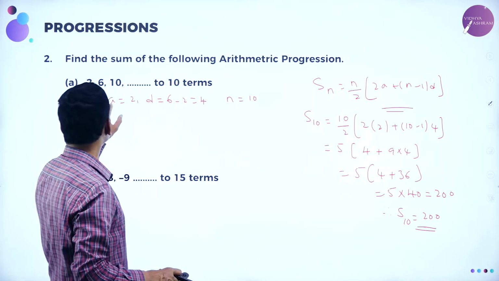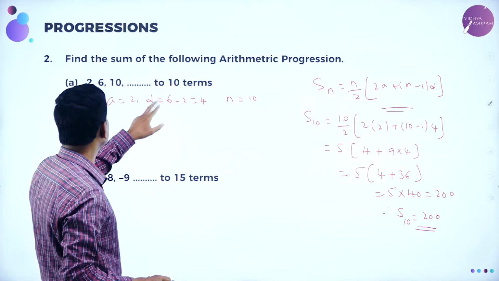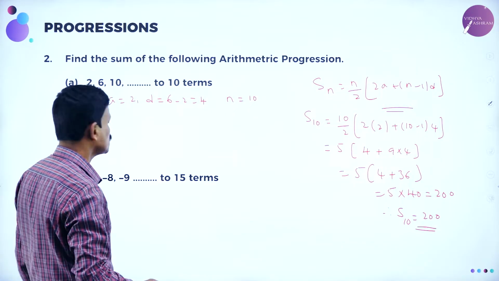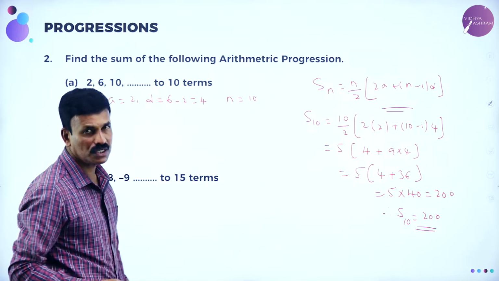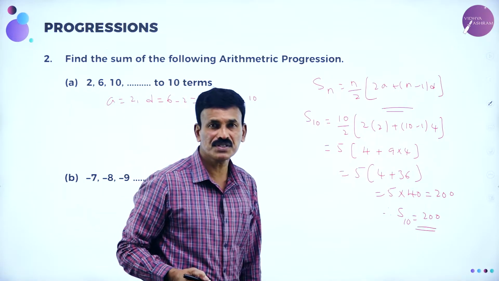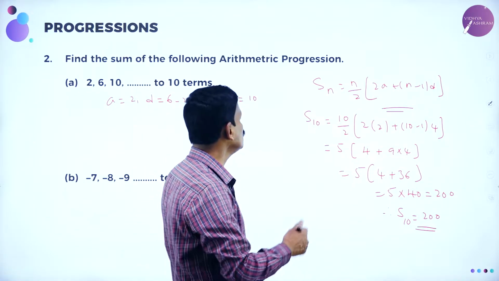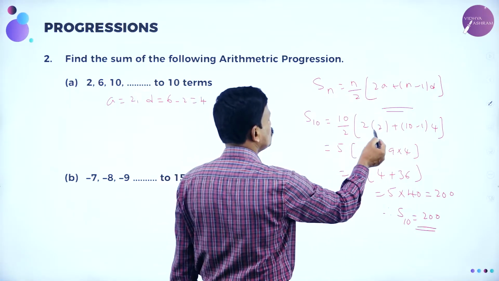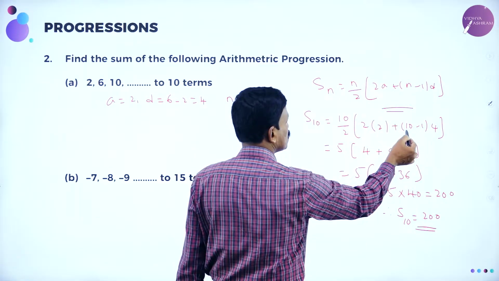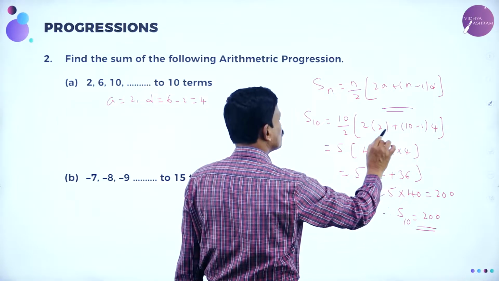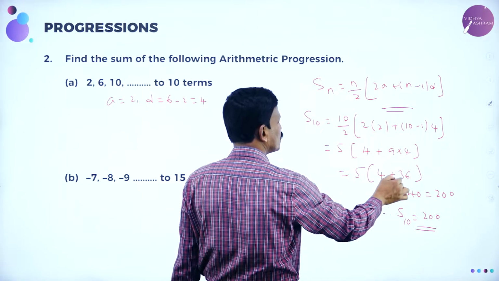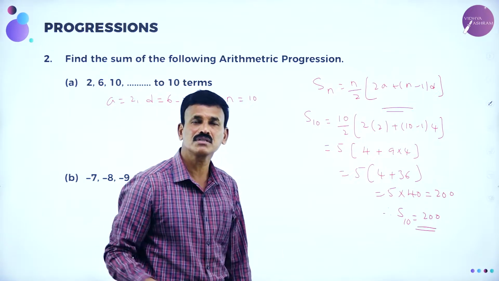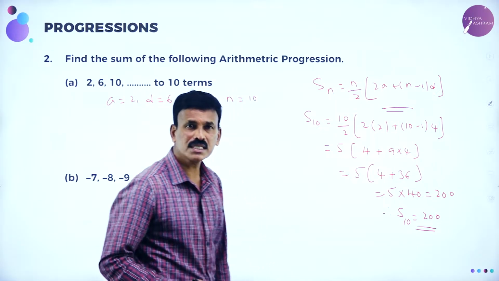See here. Just what is given: a = 2, the common difference d = 6 − 2 or 10 − 6, which is 4, and n = 10. What is required is the sum of the first 10 terms. S10 = 10/2 × (2a + (n − 1) × d). 2 × 2 is 4, plus (10 − 1 is 9) × 4, 9 × 4 is 36, plus 4 is 40, into 5 is 200, which is the required answer. Very simple problem. Okay.